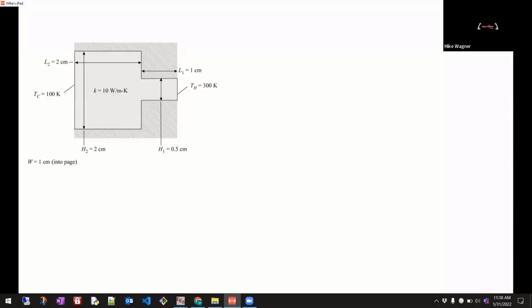Let's take the limit. If we take the limit as H1 goes to 0, let's imagine that H1 is this guy here. So let's say we further constrict this to the point where it's 0. Then we compute the resistance for each of these different models. What's the actual resistance if H1 goes to 0? Yes, the actual resistance is infinity.